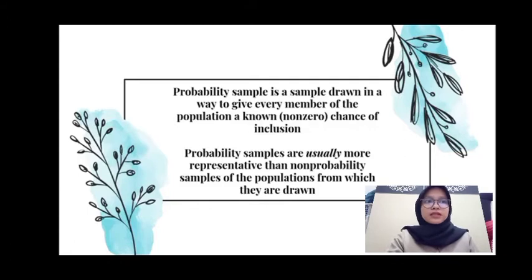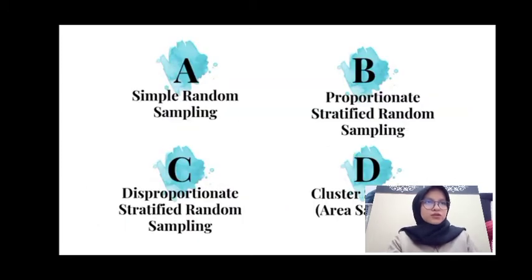Probability samples is a sample drawn in a way to give every member of the population a known non-zero chance of inclusion. Probability samples are usually more representative than non-probability samples of the population from which they are drawn. So here is the probability samples. A is simple random sampling.